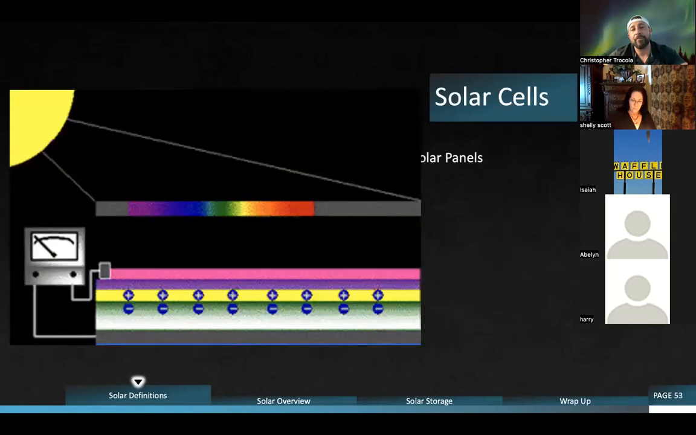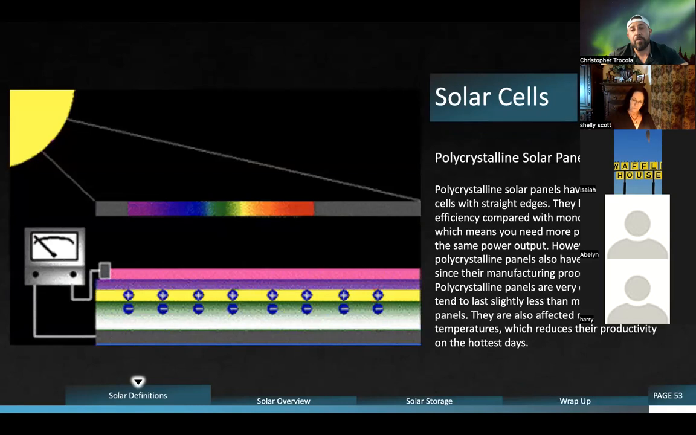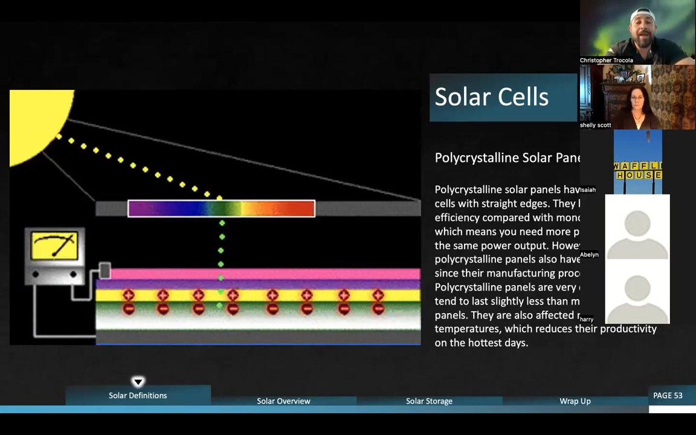So think about the poly panels for a second. Polycrystalline solar panels have blue-hued PV cells with straight edges. They have a lower efficiency compared to monocrystalline cells, which means that you need more panels to reach the same amount of power. However, polycrystalline panels also have a lower price since their manufacturing process is simpler. Polycrystalline panels are very durable, but they do tend to last slightly less than monocrystalline panels. They are also affected more by high temperatures, which reduce their productivity on the hottest days. Okay.